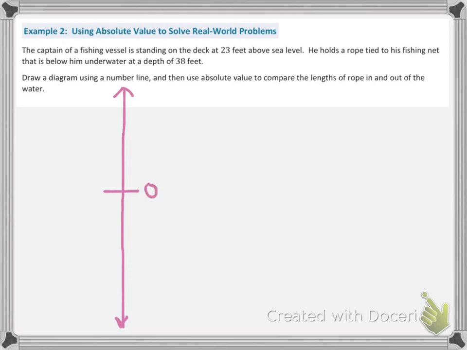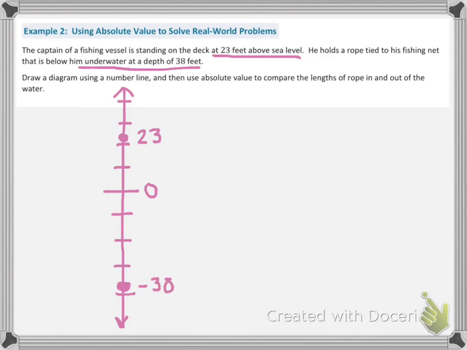And then we have a captain of a fishing vessel standing at 23 feet above. So I need 23 here. And I'm just going to count by tens. 10, 20, 30, 40. And 23 would be somewhere right in there. Okay, so that's at positive 23. And then I'd have a negative 10, negative 20, negative 30, negative 40. And underwater means negative, so we're underwater at negative 38. Negative 38 is going to be really close to negative 40 down here. So this is a negative 38.